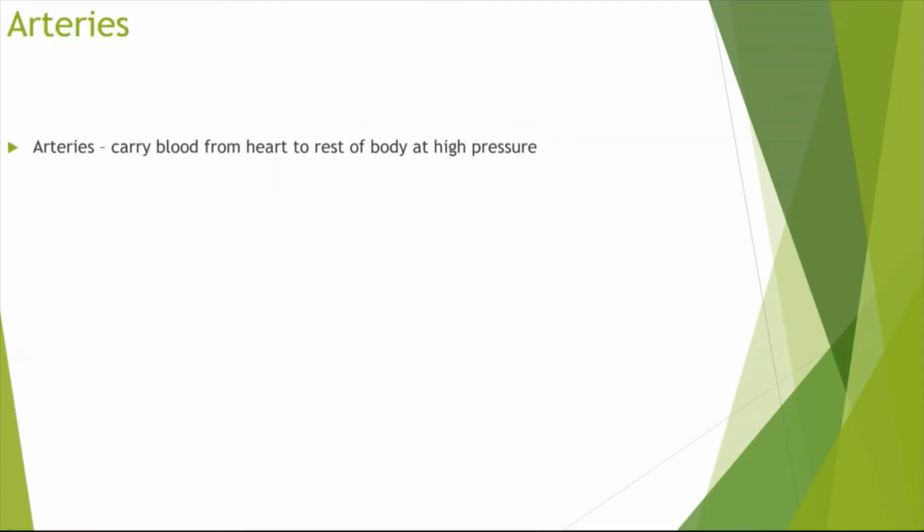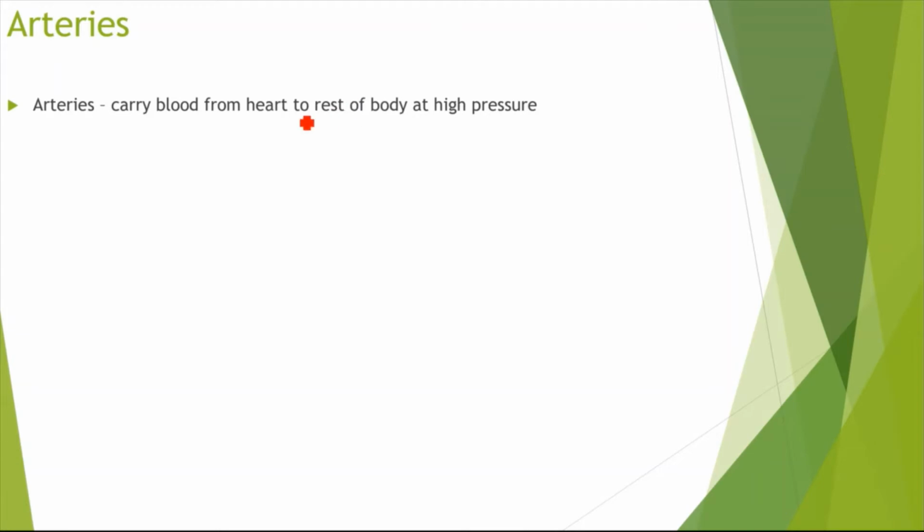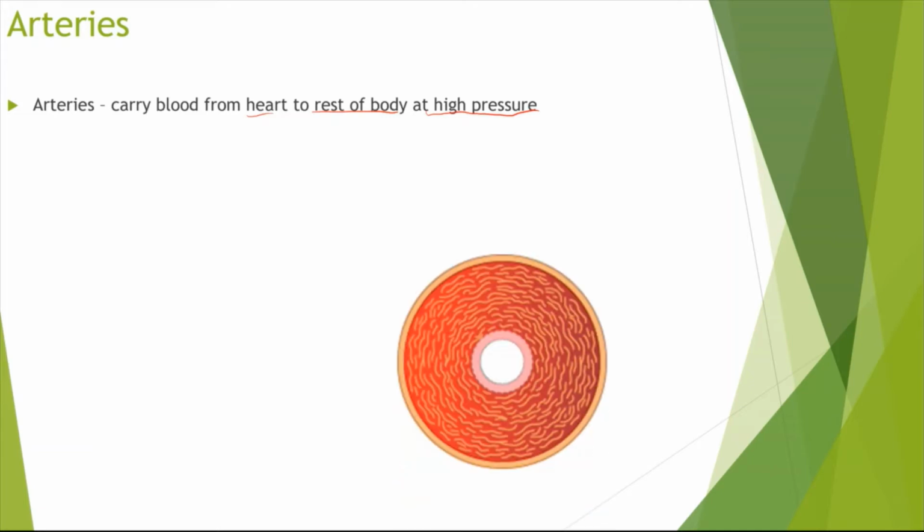This is arteries. Arteries carry the blood from the heart to the rest of the body, as we previously mentioned, and you need to know that this is done at very high pressure, and we'll be looking at what allows it to maintain that high pressure. First, looking at the diagram of an artery, you need to know that this has a small lumen. Lumen is basically the gap inside it which allows the red blood cells to move along. This small lumen is useful for maintaining the high pressure.